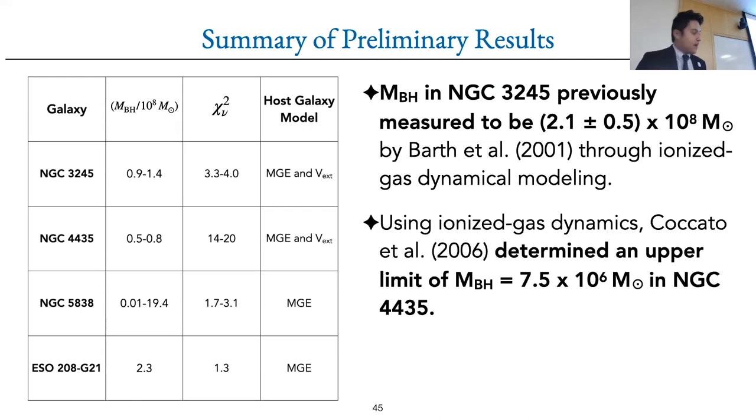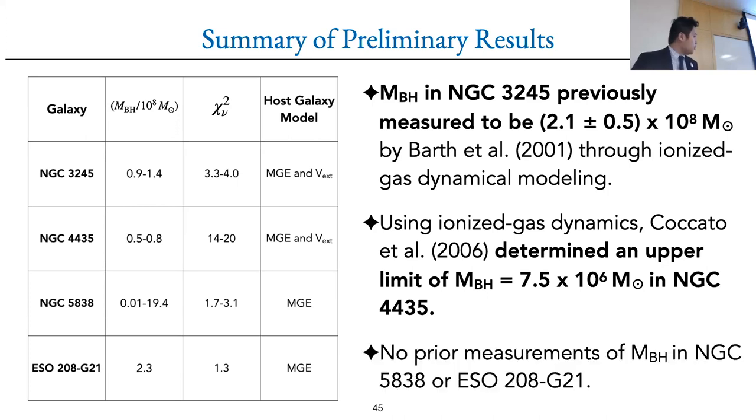NGC 4435 has an upper limit from ionized gas dynamical modeling, as in the authors of this work are saying the black hole mass should be no more than 7.5 million times the mass of the sun. You can obviously see there's some disagreement there. I'll get into that. And the final two have no prior black hole mass measurements. 5838 has one of the most clear signs of a stellar and black hole mass degeneracy I've ever seen. I won't have time to talk about it in this talk, but we can talk about it later. It is quite an interesting case.